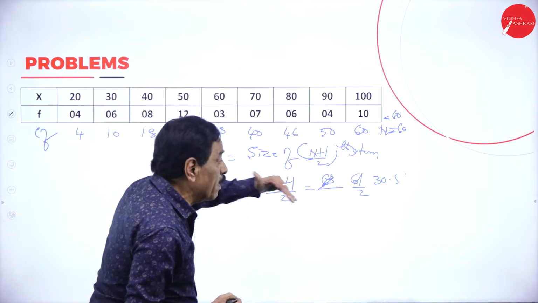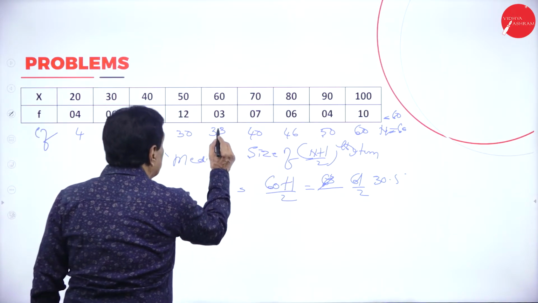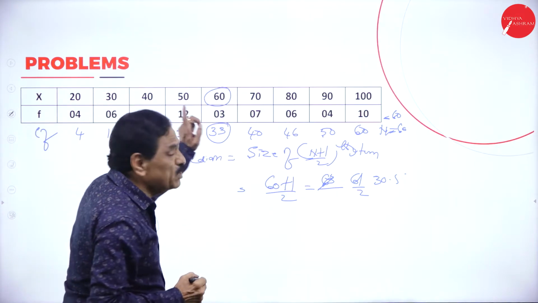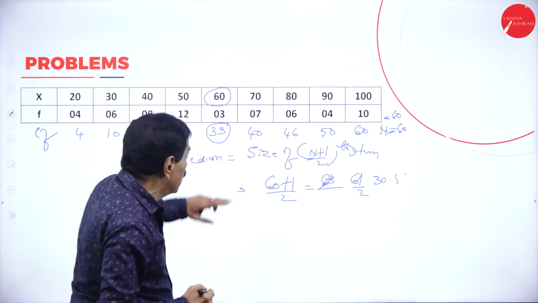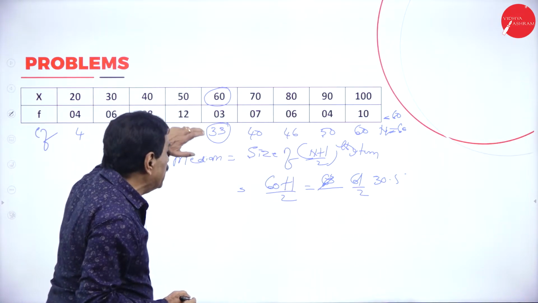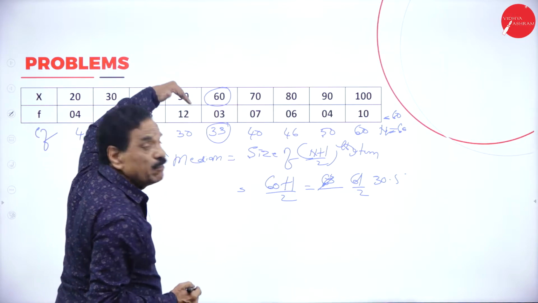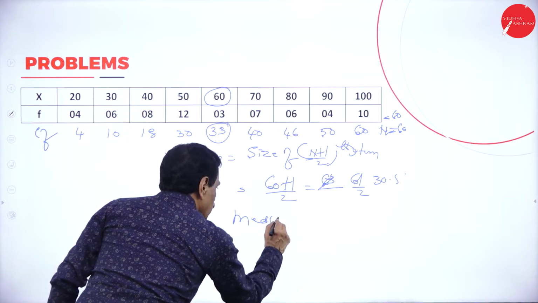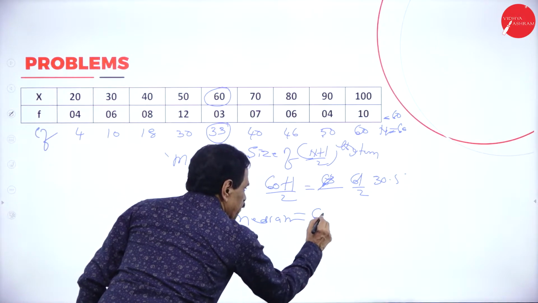Where will the 30.5 come? It will come under 33. For that, what's the value? 60. The constant value is your median. So where the 30.5 comes, it comes under 33. For that, the respective value is 60. Therefore, median is equal to 60.